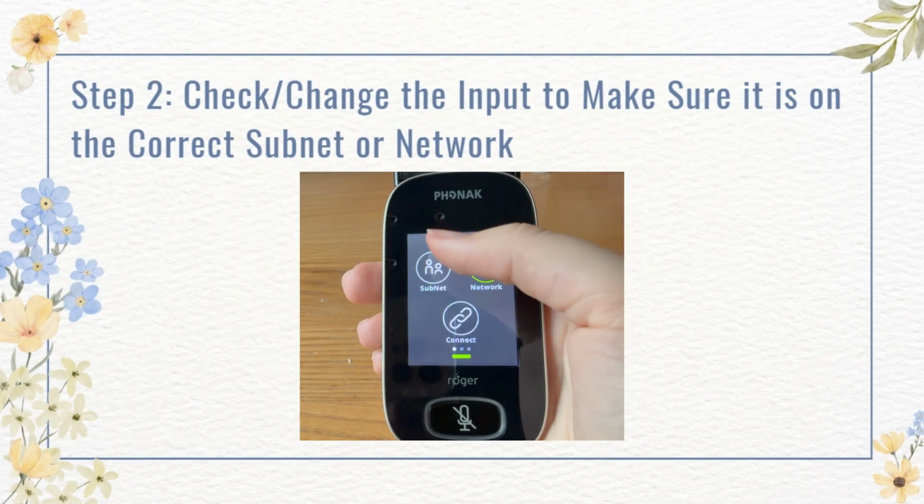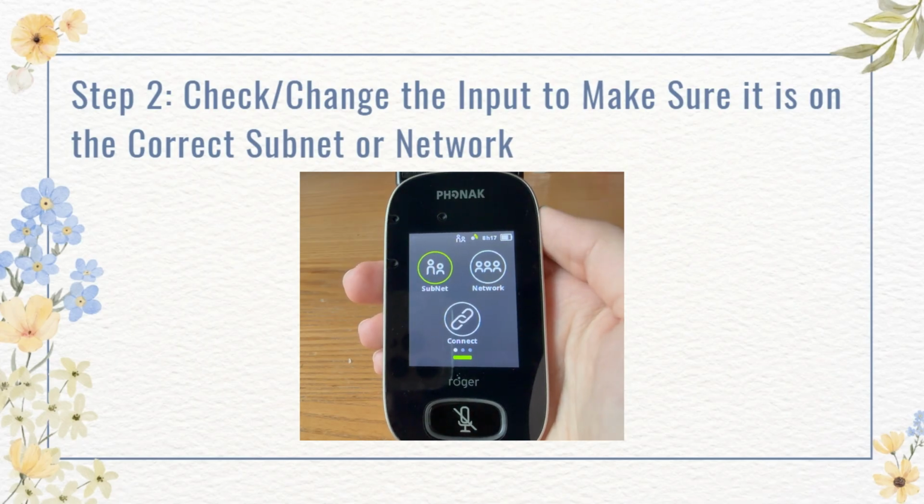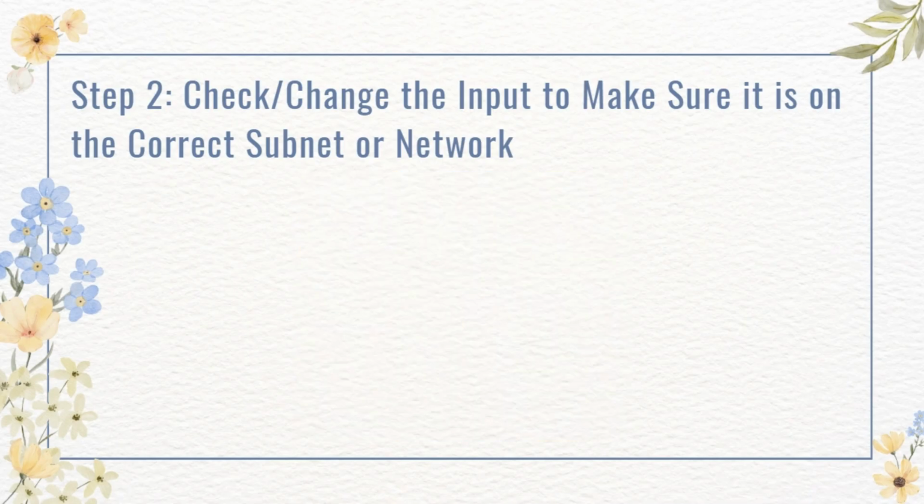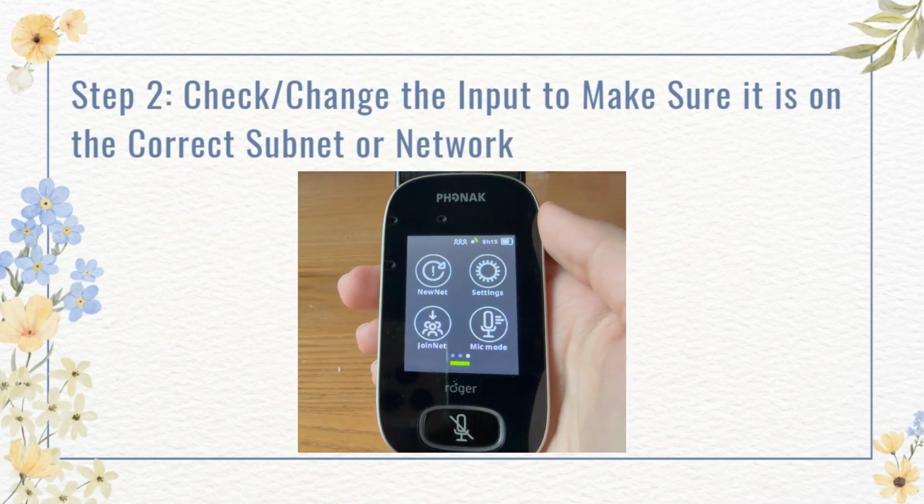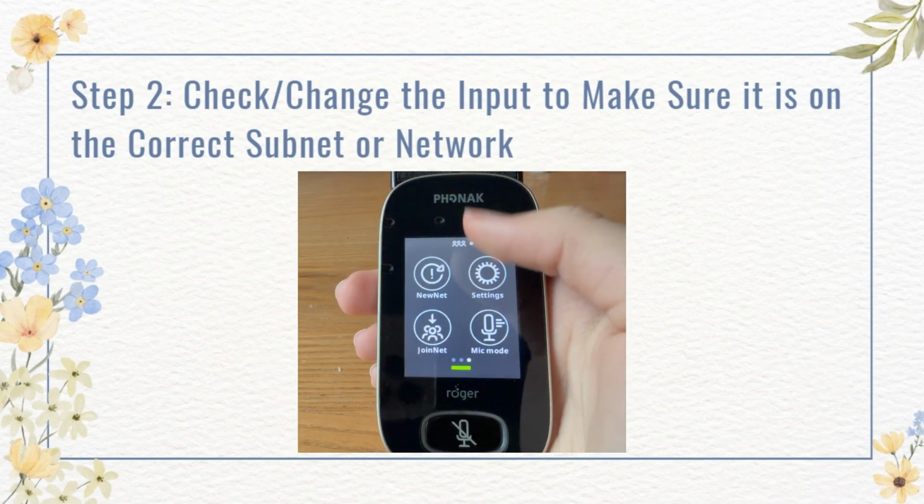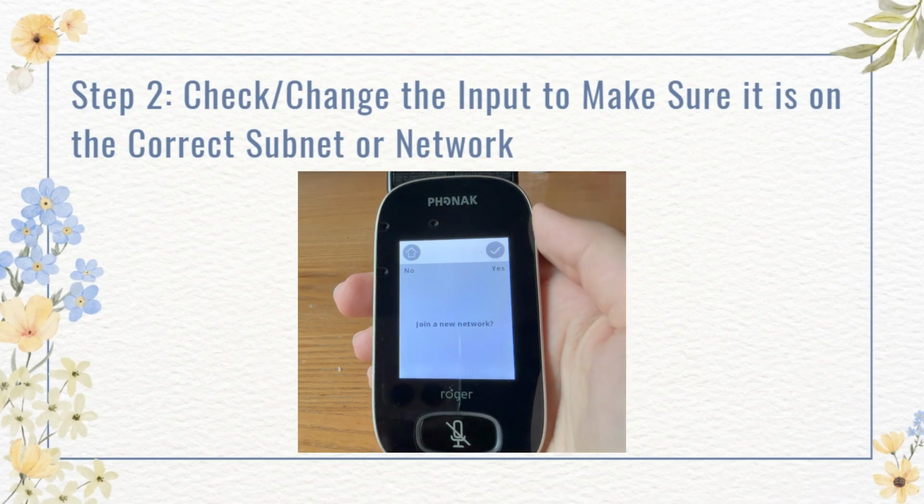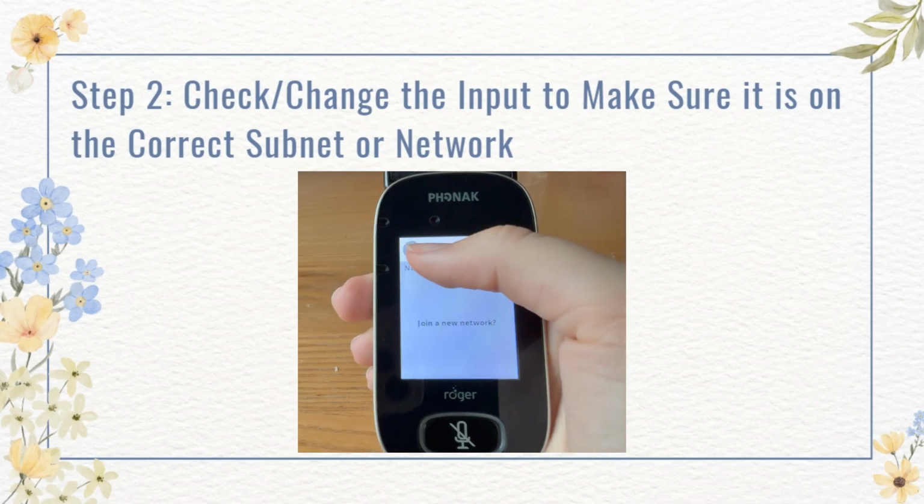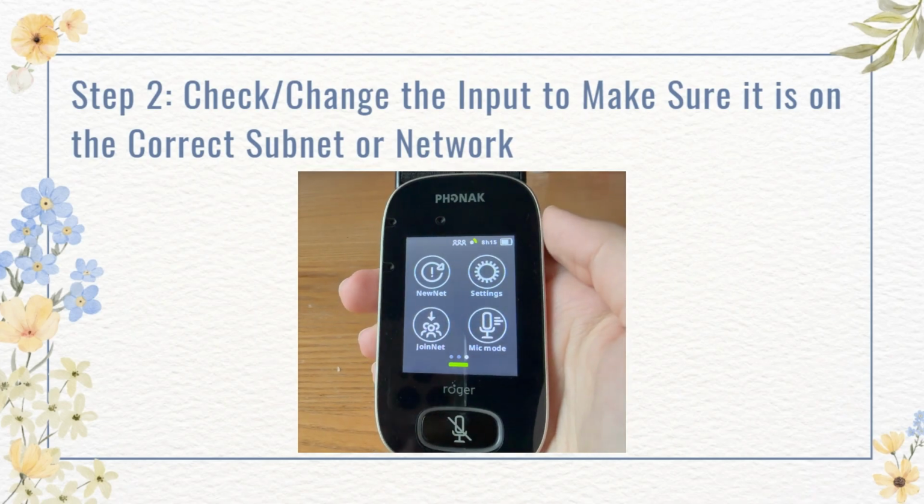If you want the device to be on subnet mode, you're going to click the button that says subnet. If you want the device to be on network mode, you're going to click the button that says network. To add a new network, you're going to click New Net, and then you're going to click Yes. To join a different network, you're going to click Join Net, and then you're going to click Yes. It would give you options after this to either create a new one or join a new network.